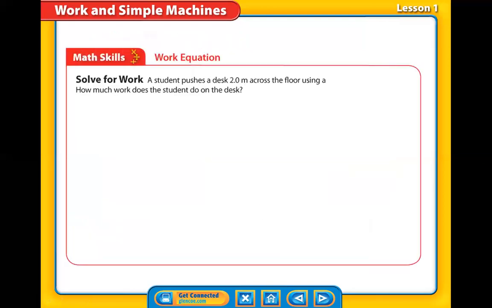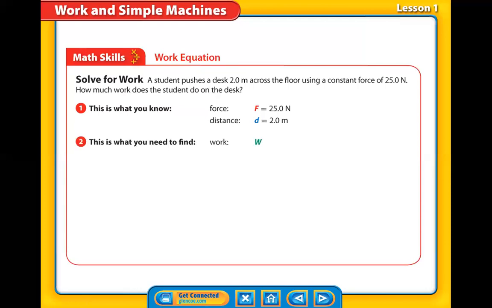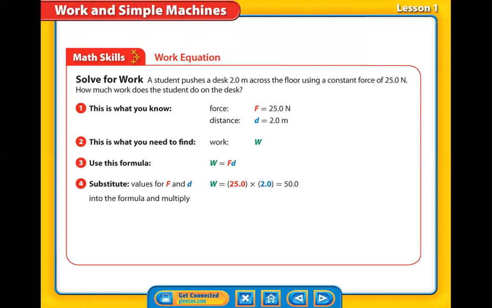For example here, solve this one. A student pushed a desk 2 meters across the floor using a constant force of 25 newtons. How much work does the student do on the desk? First, I have to write what I know. What do you know? The force and the distance. Force, 25 newtons, and the distance, 2 meters. Then you're going to write what you need to find. I need to find work, which is W. Now I'm going to use the formula, which is F times D. Then I will do the substitution here. Work equals 25 times 2, which is 50. I have to write the unit, which is 50 joules.